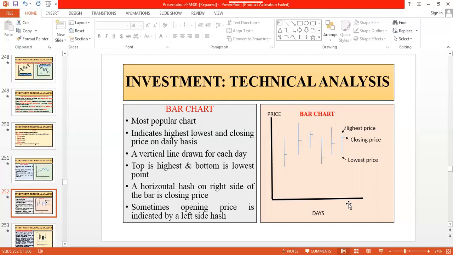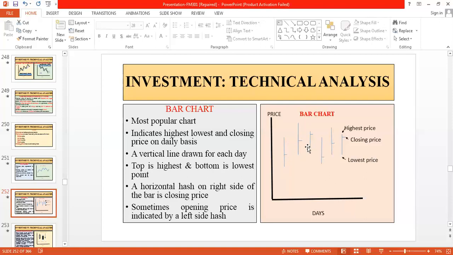But if you look at the closing price of the previous day, automatically it will be the opening price of the current day. So by comparing the previous day's bar chart with today's bar chart, we can get an idea about all the possible four prices. Now, how does the bar chart look? A bar chart is a vertical line. For each day, one vertical line is indicated. The top of the vertical line indicates the highest price of the day, and the bottom indicates the lowest price of the day.